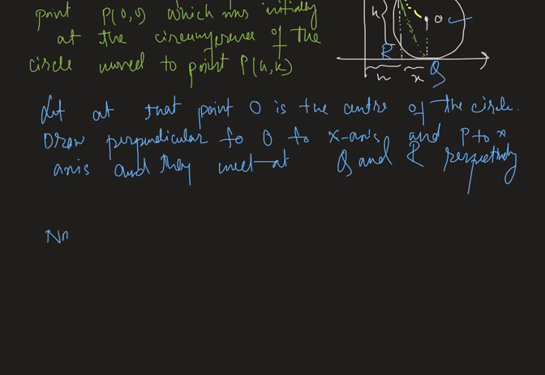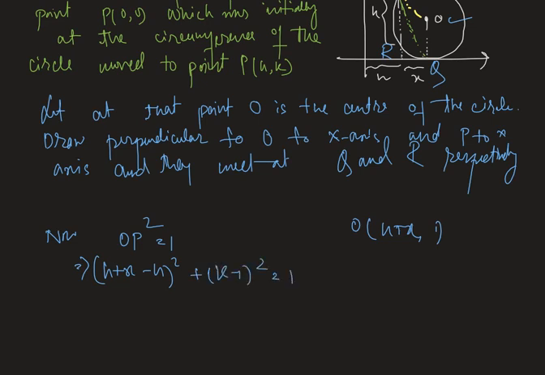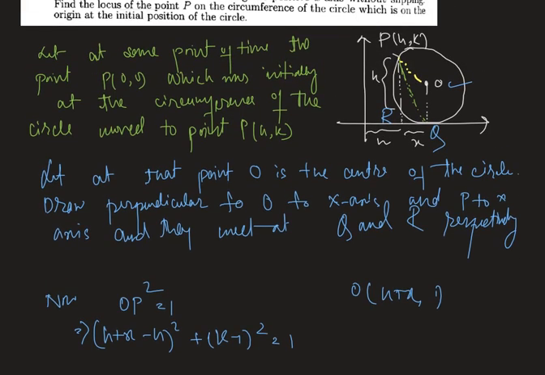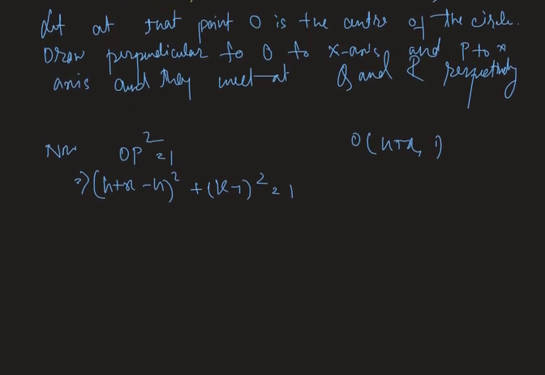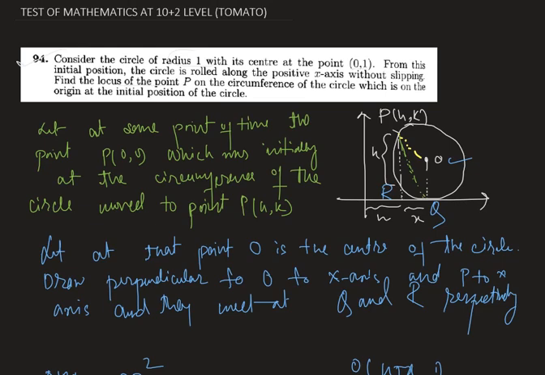Now by the question, OP, which is the radius of this circle, is equal to 1. Therefore OP square is also equal to 1. Now since the coordinate of the O is h plus x, 1, therefore we can write that h plus x minus h whole square plus k minus 1 whole square is equal to 1. As we can see from the picture, if we draw a triangle, suppose we draw only this portion, which is OPRQ.